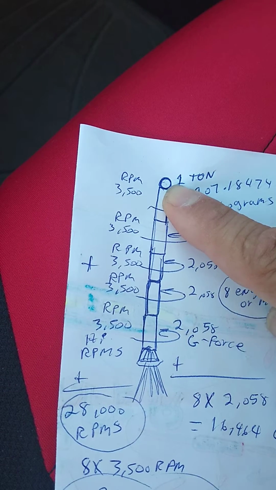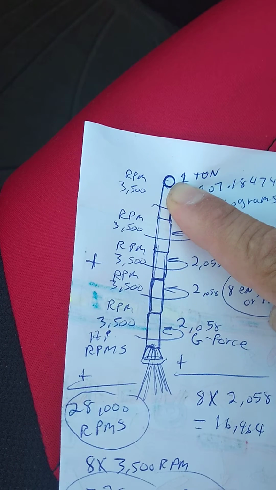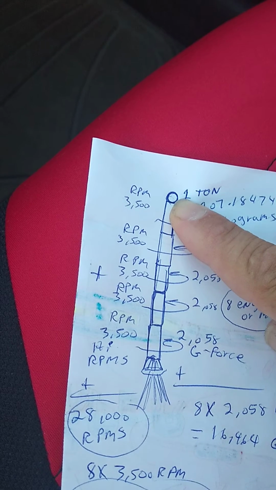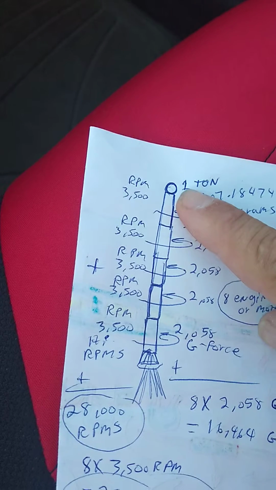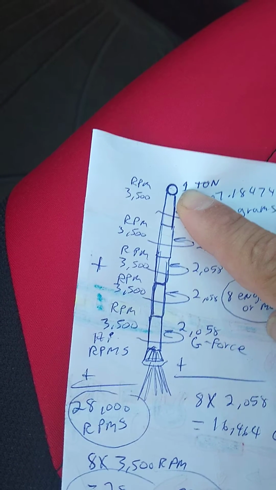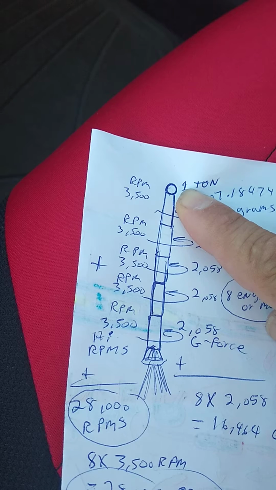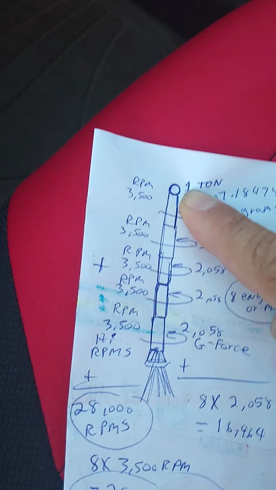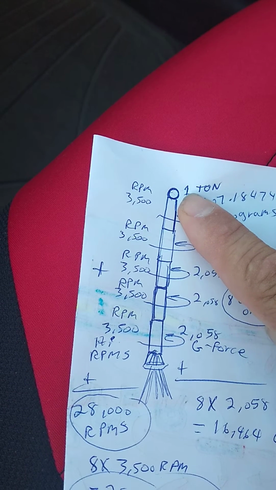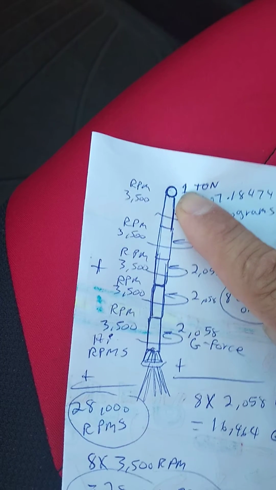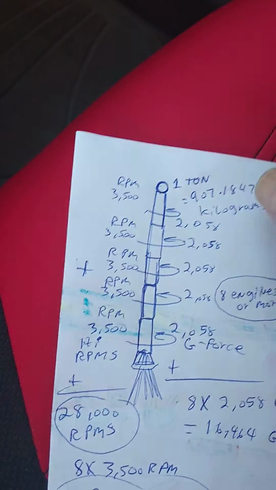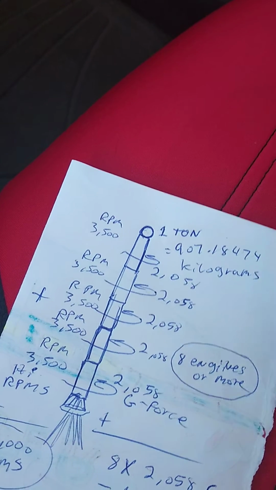Anyway, if this object is 1 ton and you're spinning at g-forces more than 1 Earth, then you multiply whatever the g-forces are, and you get the weight increase. So if this is 1 ton and you're spinning at 16,464 Gs, guess what? You multiply 16,464 Gs times 1 ton, and you get 16,464 tons. So this 1 ton immediately becomes 16,464 tons.